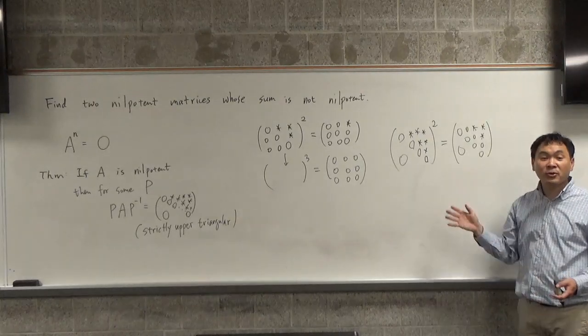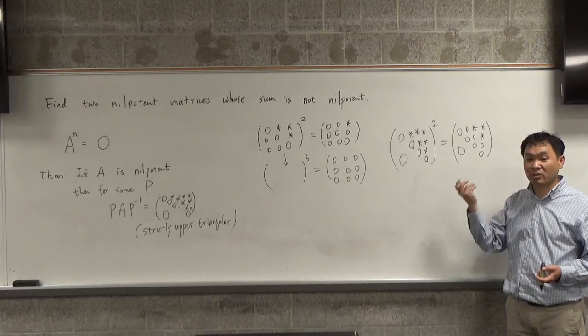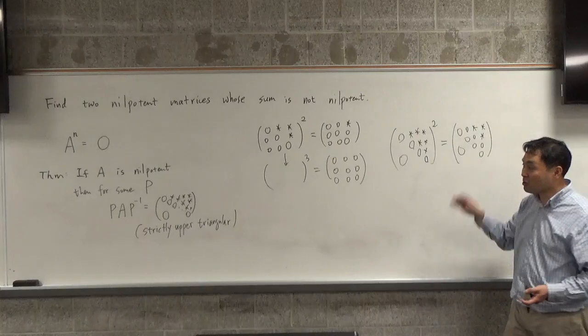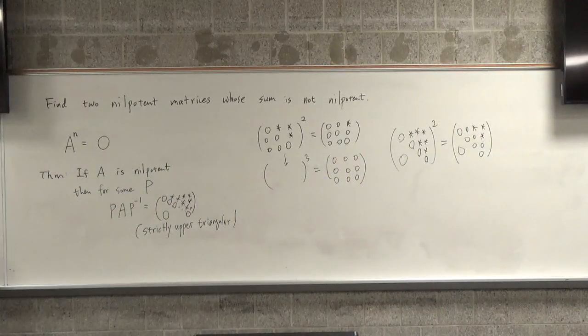If you have a 4 by 4, the last time you can have a non-zero thing is when you have A cubed. Then after that, A to the 4th has to be 0. So that's what you're going to learn later. With Jordan normal form, all of this will make sense. Okay.